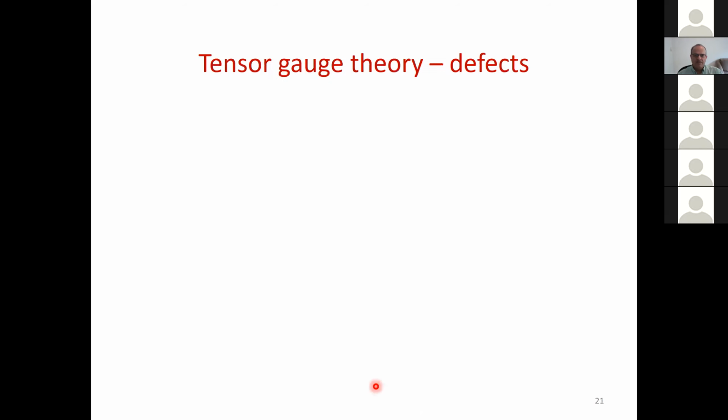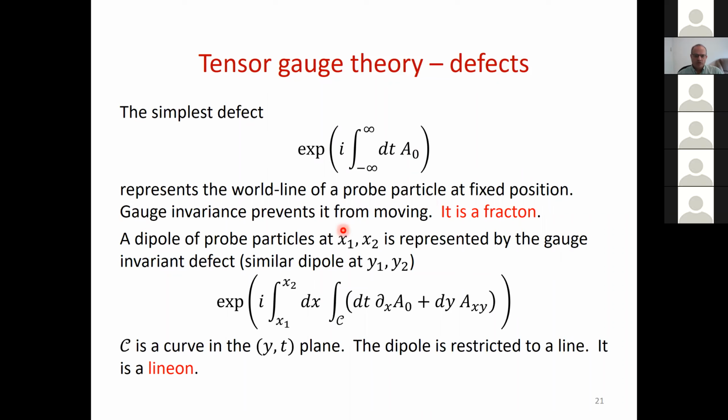Let me study the defects of this system. We don't have any charged excitations, but we do have defects. The simplest one is just a particle moving in time. We have an A0, but remember there's no AX or AY. So this particle cannot move. It's a fracton. We can also study two particles with opposite charges, one at x1 and one at x2.